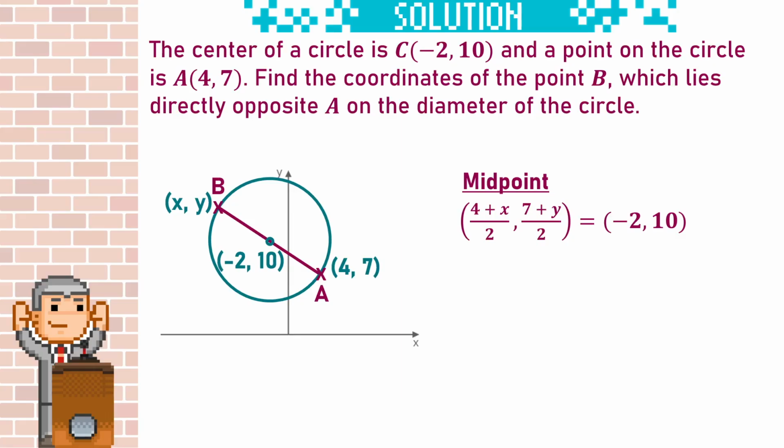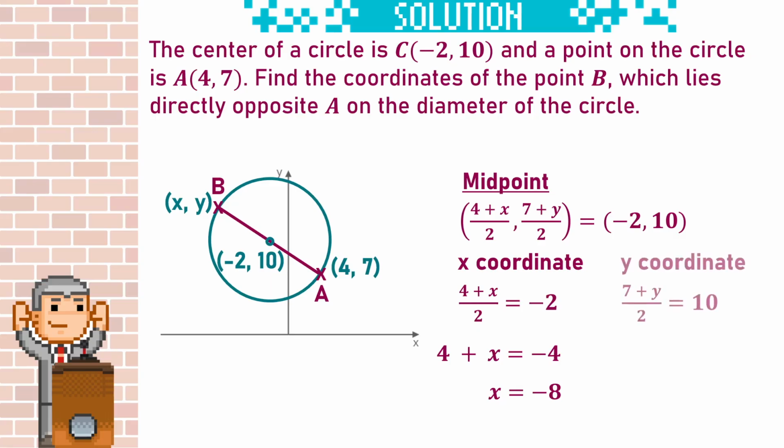So we need to look at the x coordinates first. 4 plus x over 2 equals minus 2. Draw our lines in and times both sides by 2. So 4 plus x equals minus 4. And then we're going to take away 4 both sides, so x equals minus 8.